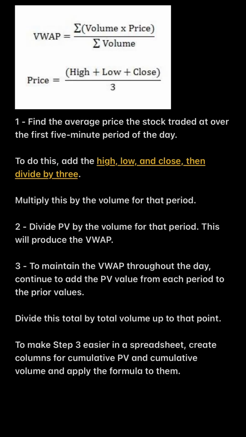First, you find the average price of the stock traded over the first 5-minute period of the day. To do this, add the high, low, and close, then divide that by 3. Multiply this by the volume for that specific period. Second step, divide the PV by the volume for that period, and this will produce the VWAP. Third, to maintain the VWAP throughout the day, continue to add the PV value from each period to the prior values and divide this total by total volume up to that particular point.